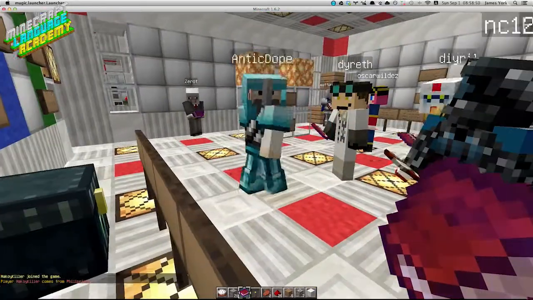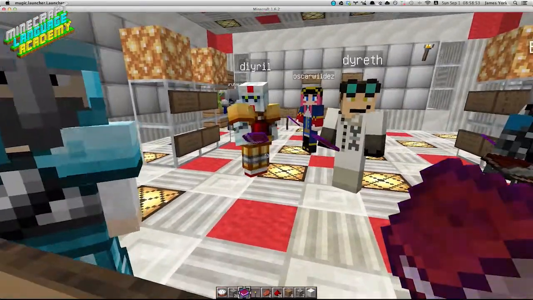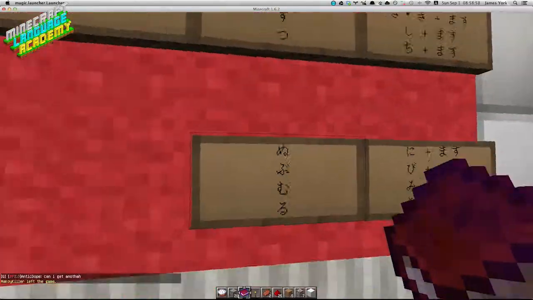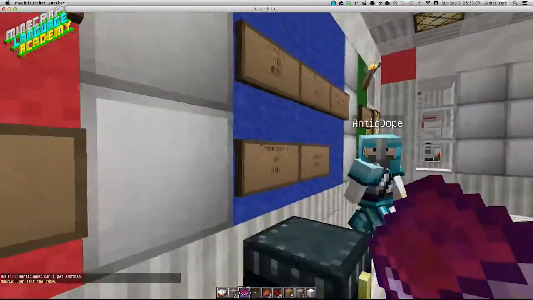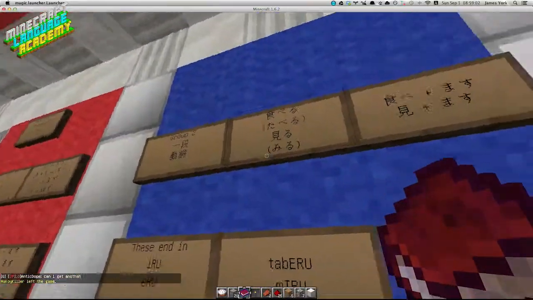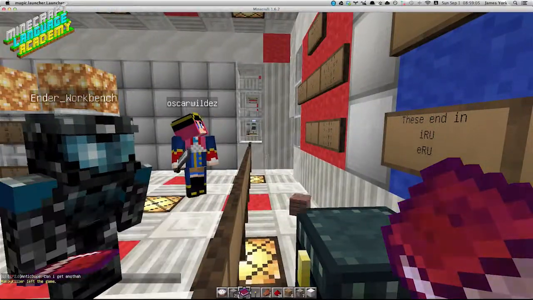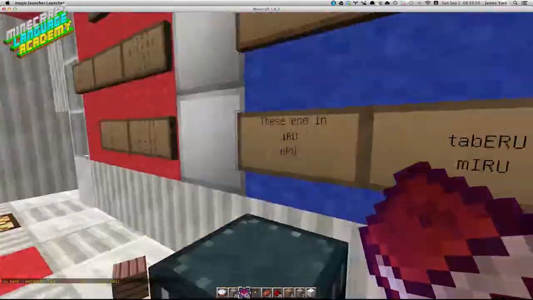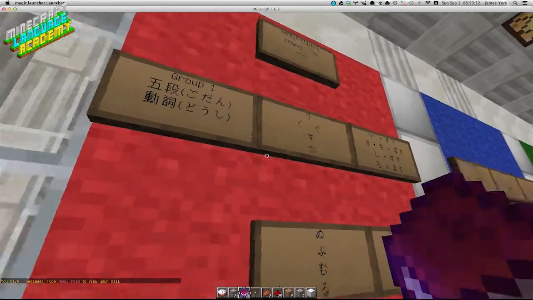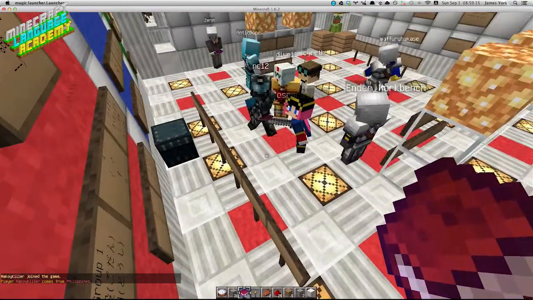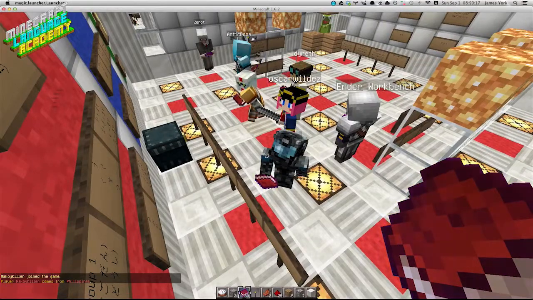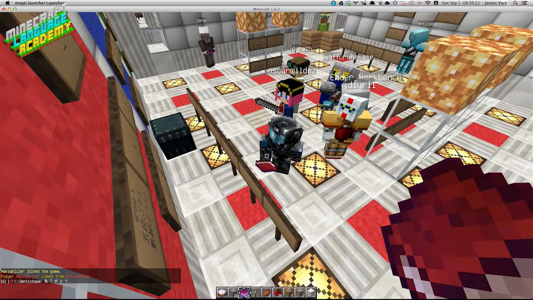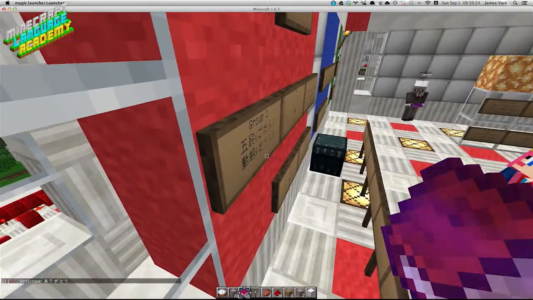Now, depending on what the verb ends in, it can be in either one of these two groups. There's this red group of verbs, and there's this blue group of verbs. The red group here is called godan. Godan verbs. It means verbs that have 5 levels. Go is 5, dan is levels. So 5 levels of conjugation style. So that's why they're called godan verbs.